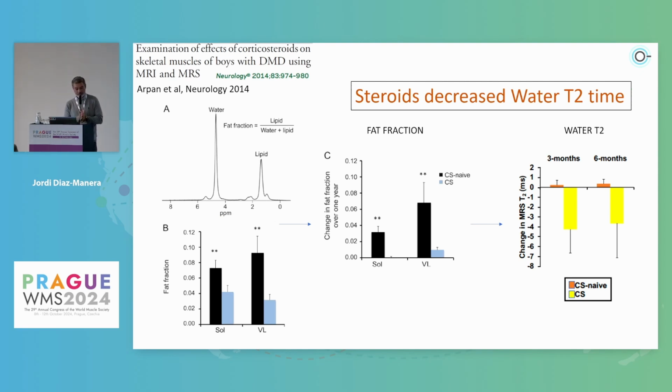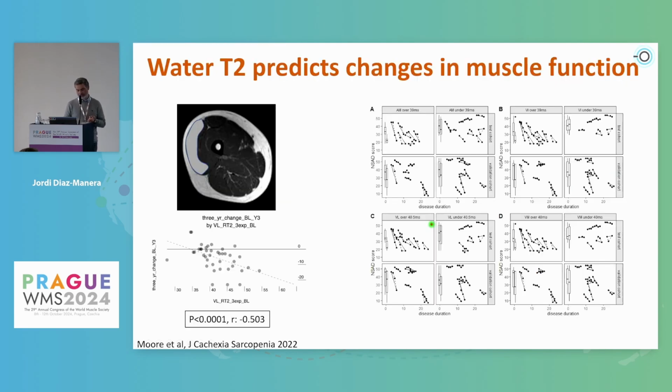It's a paper where the researchers investigated water T2 in patients with Duchenne who were starting steroids. And they could see that after just 3 months of steroids, water T2 decreased. So they could see an early change and an early effect of the treatment in the muscle. And not only that, they followed patients for 1 year, and they observed here that those taking steroids did not change the fat too much, but those not taking steroids increased the fat considerably.